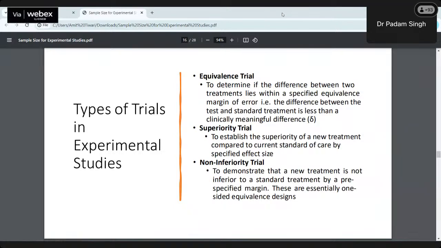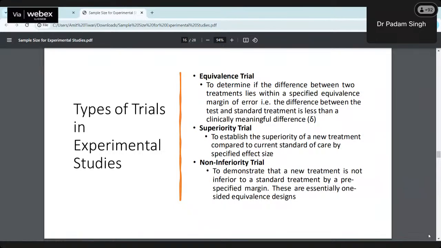In superiority trial, we have to establish the superiority of the new treatment compared to the current standard of care by specified effect size. हमको ये कहना पड़ेगा कि भाई नई जो ट्रीटमेंट है, न्यू ड्रग है, वो 20% बेटर है. So that superiority level has to be defined. So that becomes superiority trial.